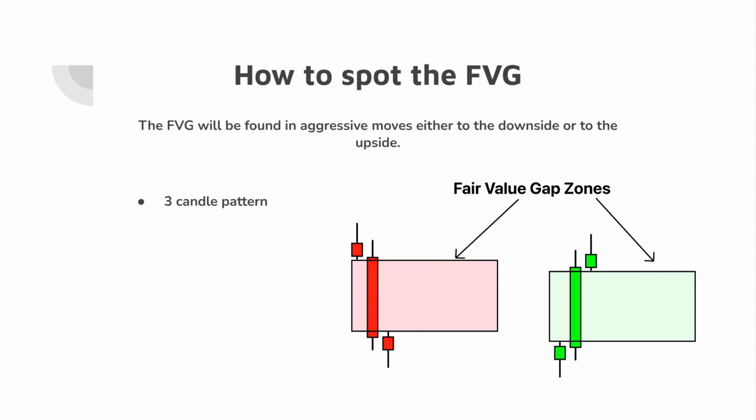So how do we actually spot the fair value gap? If you read the line up here, it says the fair value gap will be found in aggressive moves, either to the downside or to the upside. The fair value gap is a 3-candle pattern. In a bearish scenario, the space between the first candle's low and the third candle's high is the fair value gap, which you can see right here. And in a bullish scenario, the space between the first candle's high and the third candle's low, the area in between, is the fair value gap.